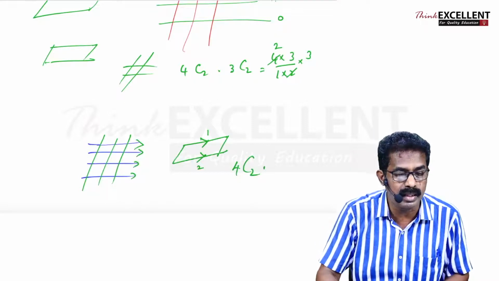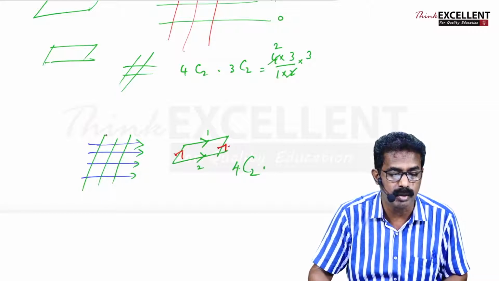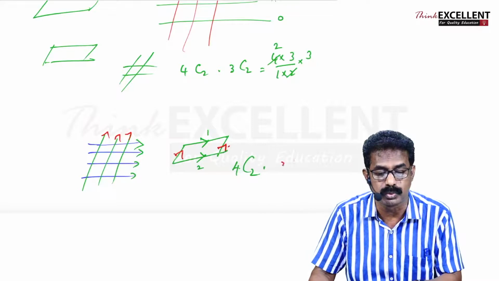And I want another 2 lines in this direction, right? Another 2 lines in this direction. But how many lines do you have? 1, 2, 3 lines in that direction. From that 3, you take 2. So 3C2.